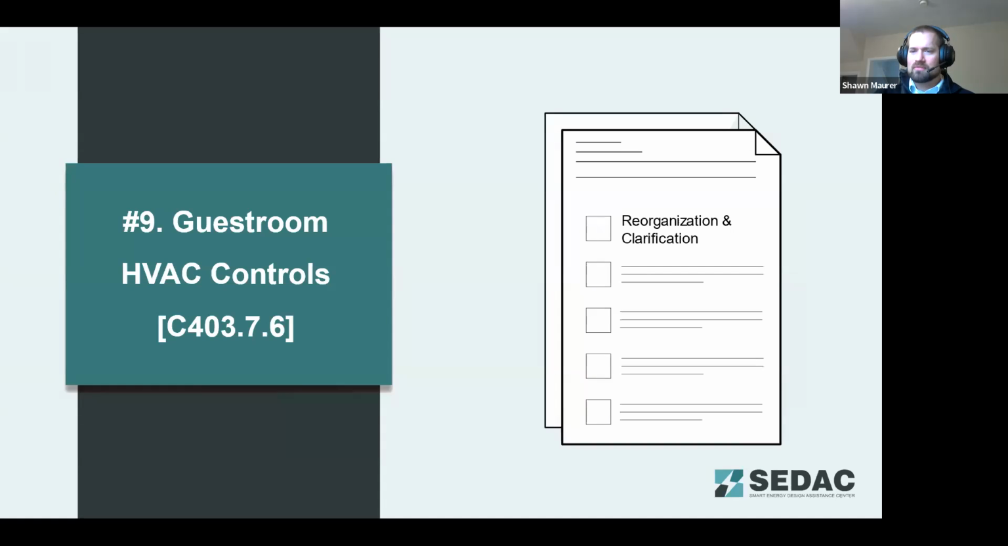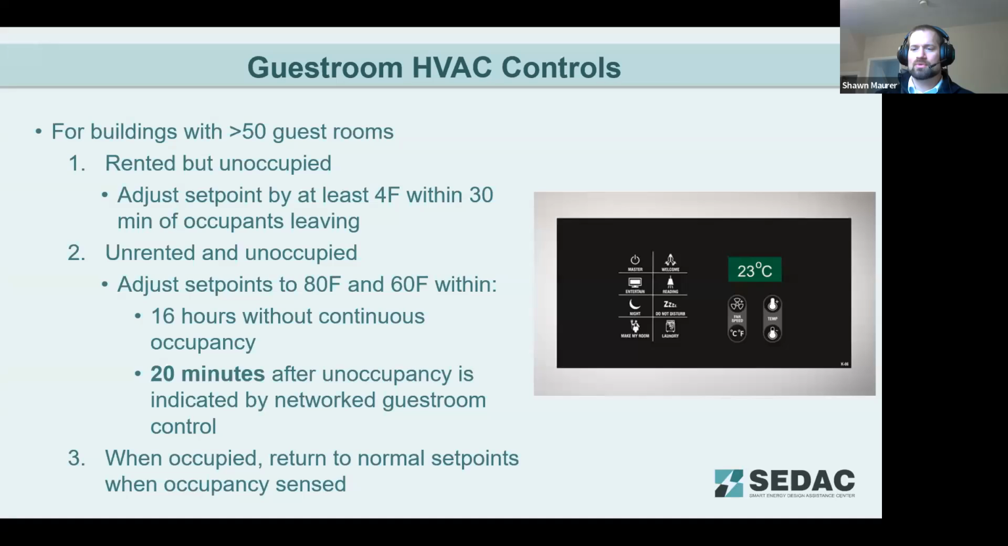Looking at guestroom HVAC controls, there's been a little bit of reorganization and clarification here. In the 2018 IECC, this was a long paragraph that may have been hard to interpret from time to time. So what they've done is rearrange this in the 2021 IECC into bullet points that are a little bit easier to parse out and determine what each requirement is.